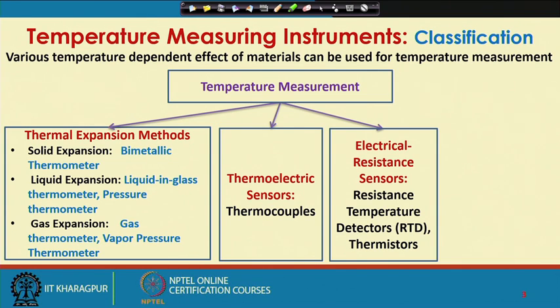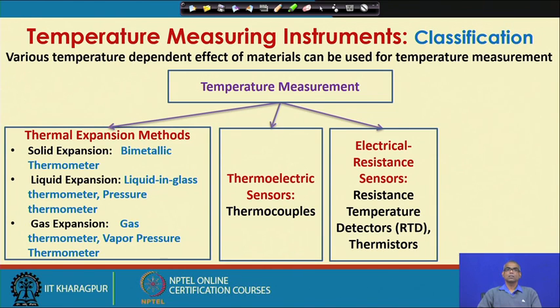Electrical resistance sensors use the following property, which depends on temperature. We know that the resistance of a wire will change with change in temperature, and this property is reproducible. So, if I take a resistance wire and put it into the medium whose temperature I am measuring and can measure the change in resistance, then I have a temperature measuring instrument in hand.